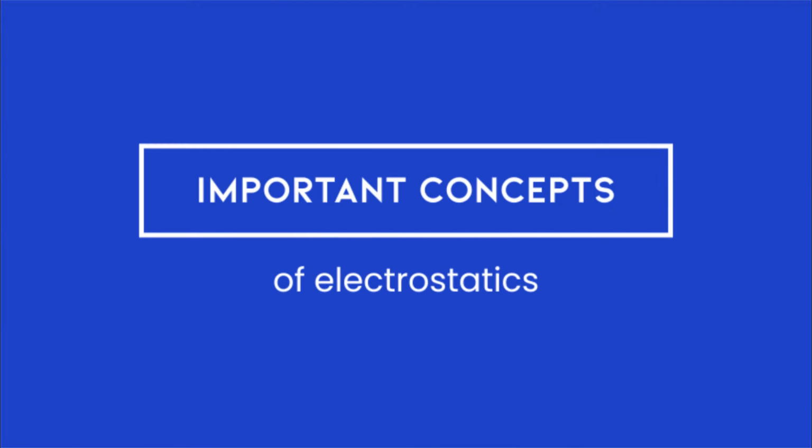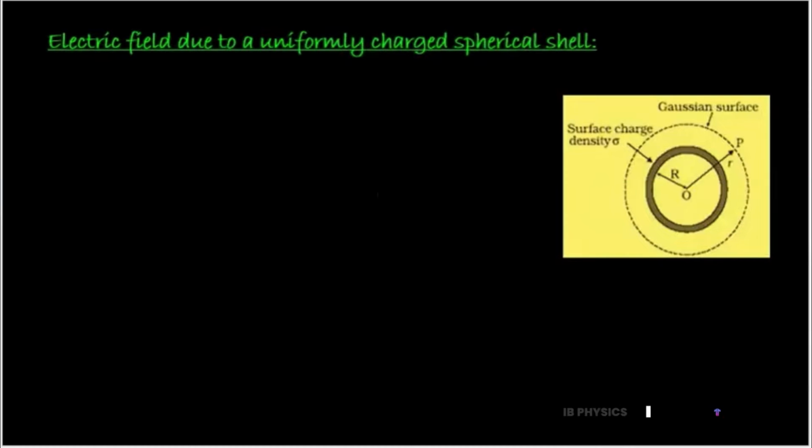And you're watching this video on important concepts of electrostatics. So we have considered a spherical shell which is uniformly charged, and this O is the center of the shell, and R is the radius of this shell, the capital R, and it has a charge of plus Q.